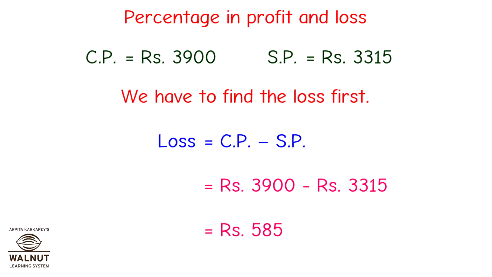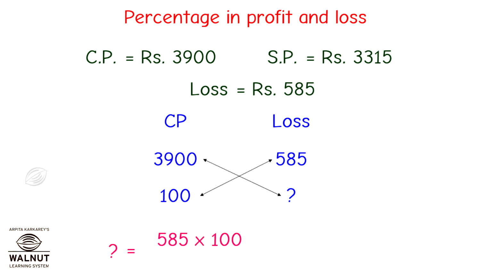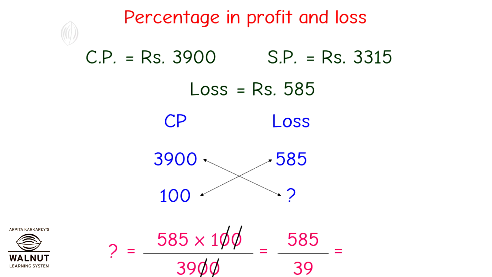That's the loss made. Now, the next step is to find the percentage of the loss. For rupees 3,900 CP, loss is rupees 585. And we want to know the loss for rupees 100. We'll use the cross multiplication method instead of formula. Doing cross multiplication, we get question mark is equal to 585 into 100 divided by 3,900. We simplify this and we get 15. So, on rupees 100, the loss is rupees 15, that is 15%. That is the percentage of loss.